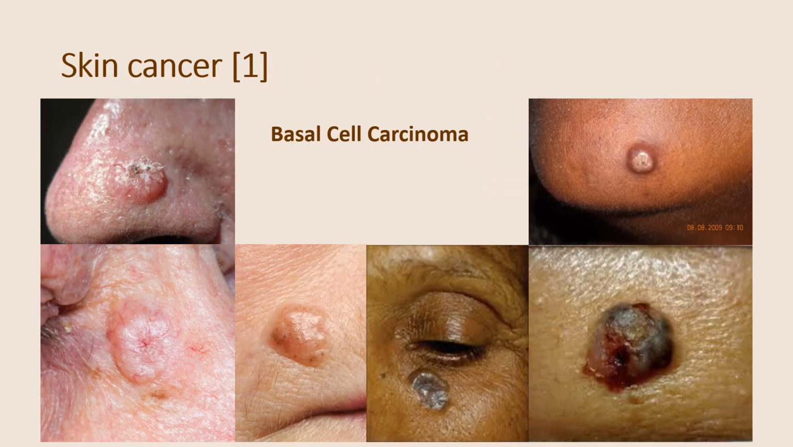Now moving on to skin cancers. Skin cancers do occur in patients with skin of colour, but they are much more rare. This slide shows basal cell carcinomas. This is the most common type of skin cancer seen in white-skinned individuals.